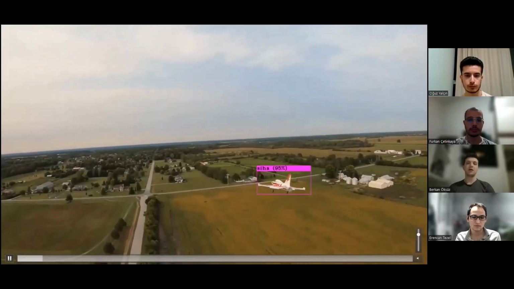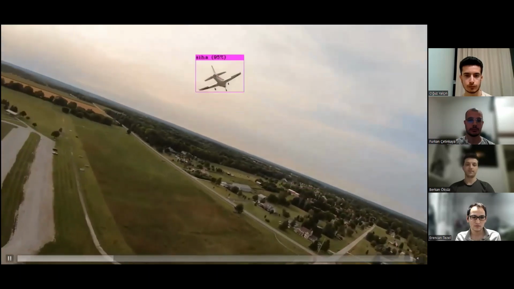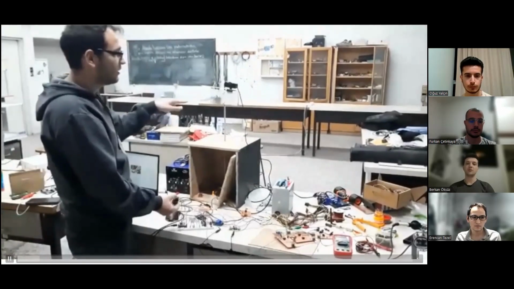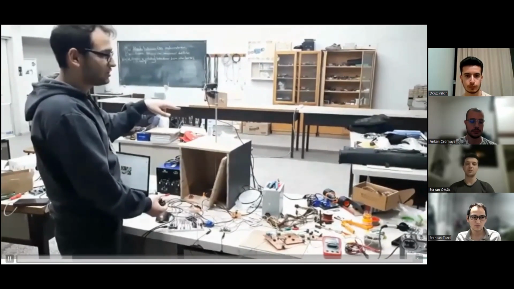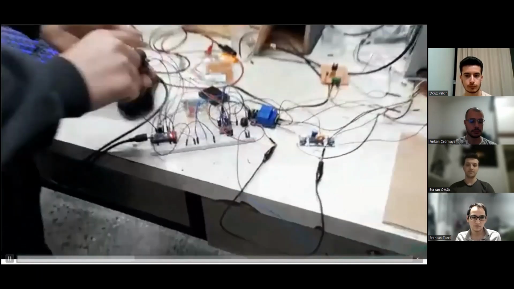Here you can see our AI model tests. You can see the detection rate. Here, our friend Eren shows that we can control the antenna and the camera with the joystick. Again, you can see the control signal with the relay.